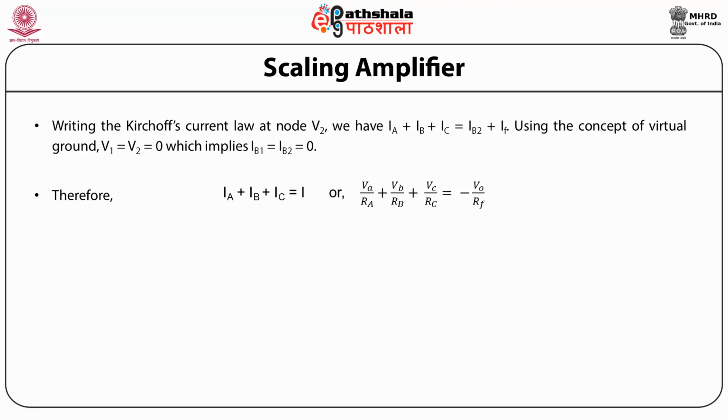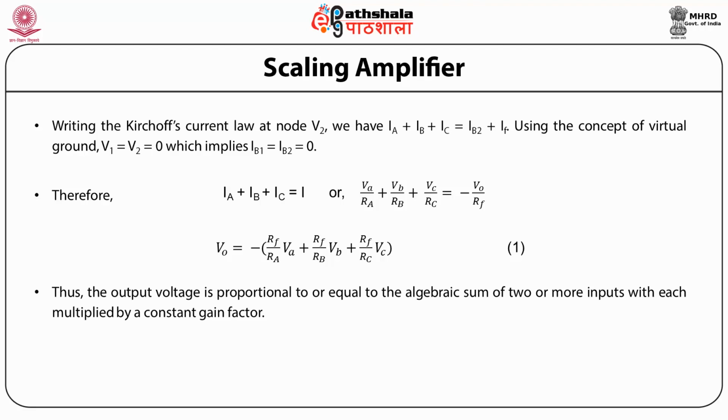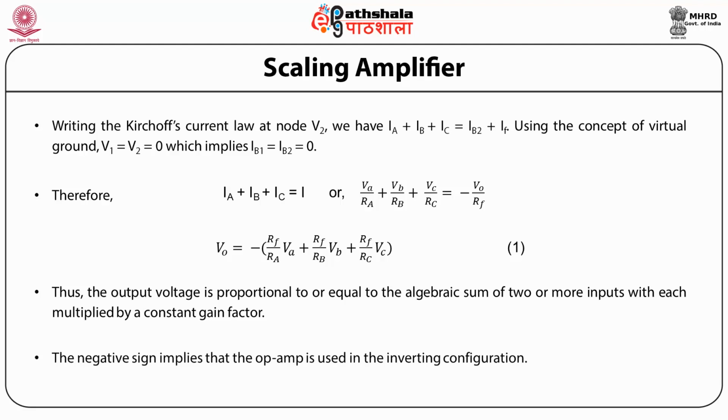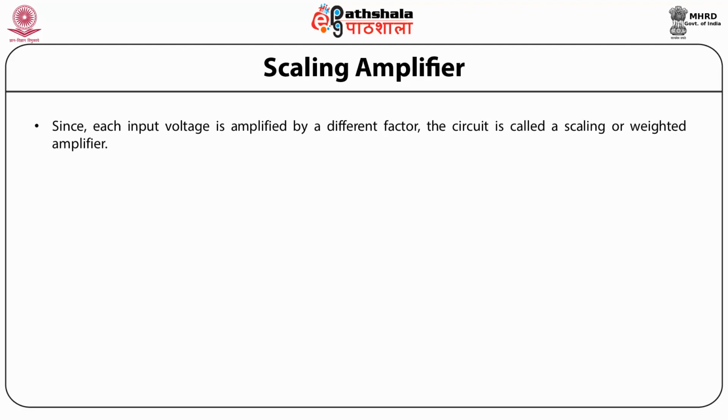This can be simplified to obtain an expression for output voltage V0 equal to minus of, within the brackets, RF by RA into VA plus RF by RB into VB plus RF by RC into VC. Thus, the output voltage is proportional to or equal to the algebraic sum of two or more inputs, with each multiplied by a constant gain factor. The negative sign implies that the op-amp is used in the inverting configuration. Since each input is amplified by a different factor, the circuit is called a scaling or weighted amplifier.